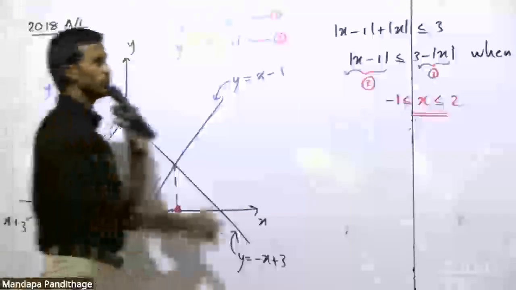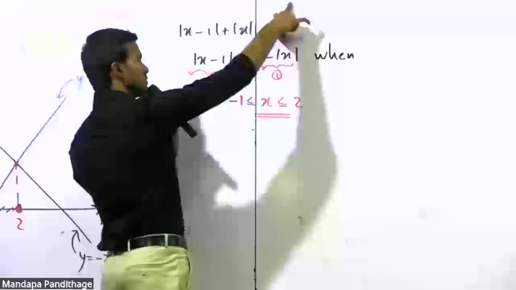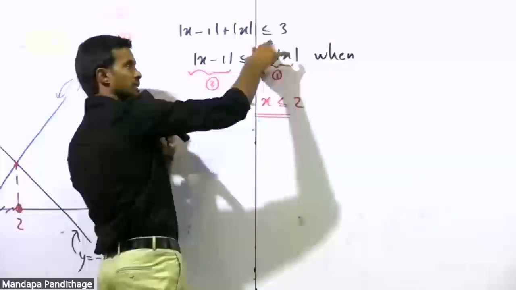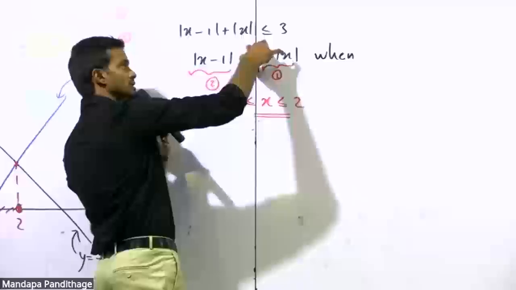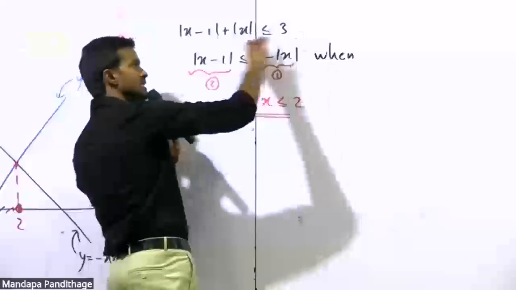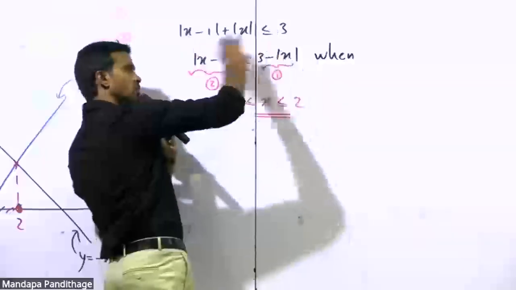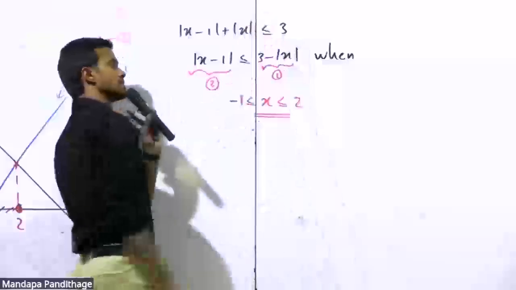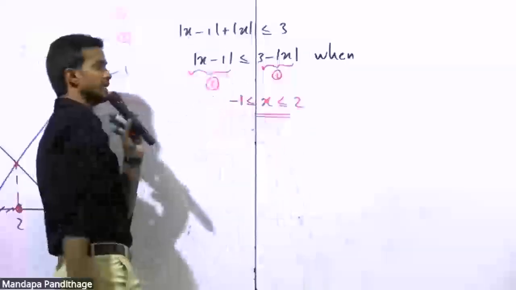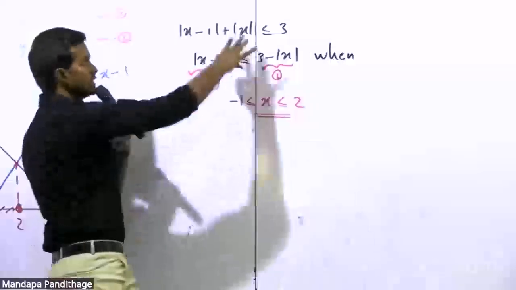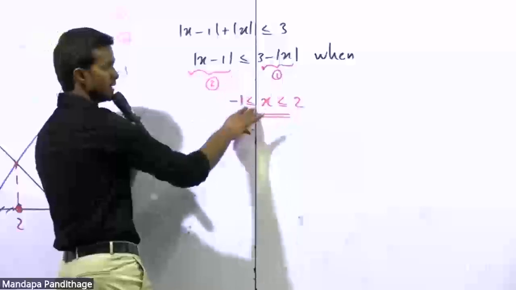So what you have to do when you have been asked to sketch one function, but the inequality is a bit different, is rearrange it in a way that you will see the two modulus functions on the two sides of the inequality. Is it clear? Okay. So rearrange it, and write the answer.